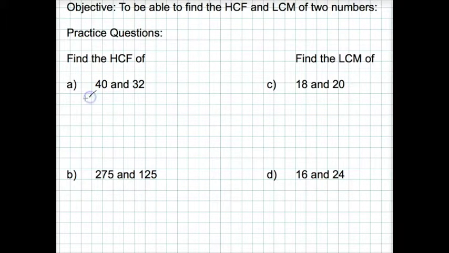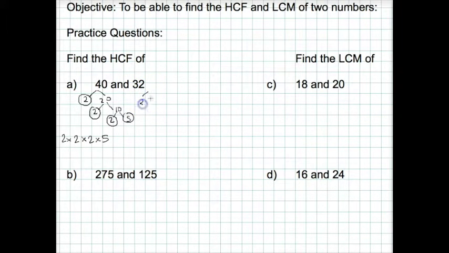So 40, I'm going to split into 2 and 20. I know 2 is my prime number. 20, I'm going to split into 2 and 10. 2 is a prime number. And then 10 I'm going to split into 2 and 5, which I know are both prime numbers. So I'm going to write this down as 2 times 2 times 2 times 5, and I've got this in its prime factor form. Now I'm going to do the same with 32.